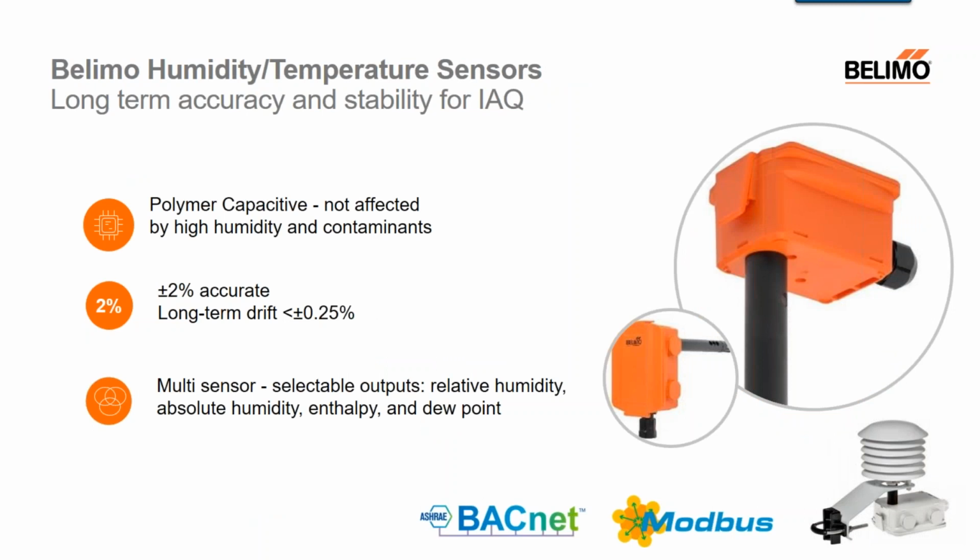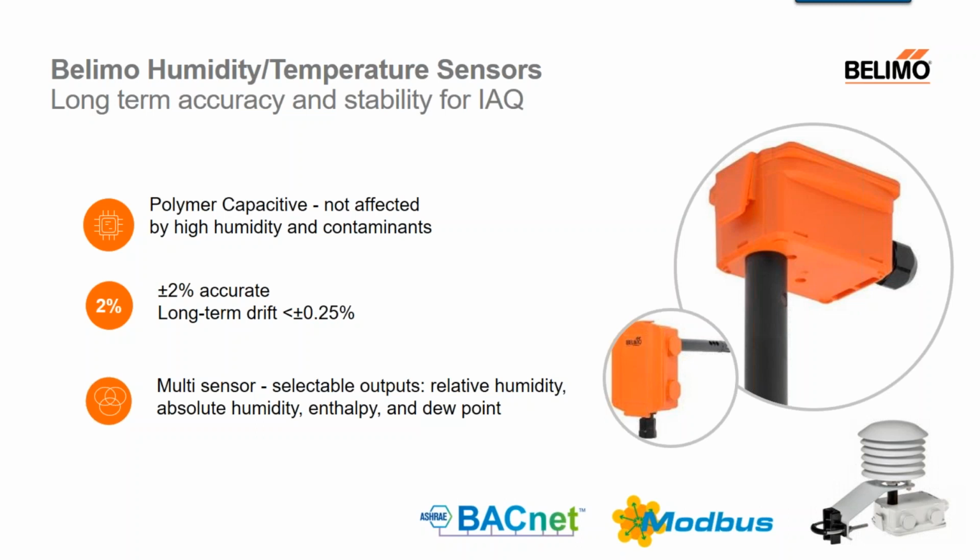Belimo humidity sensors are plus or minus 2% accurate as standard across the whole range. This ensures the levels in the buildings are controlled to the optimum conditions and levels. The outputs can also be configured to measure enthalpy or dew point for optimum outdoor air ventilation, demand control ventilation, and building conditions.